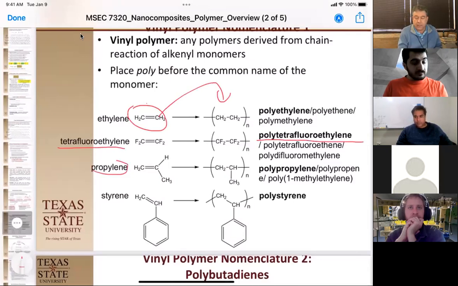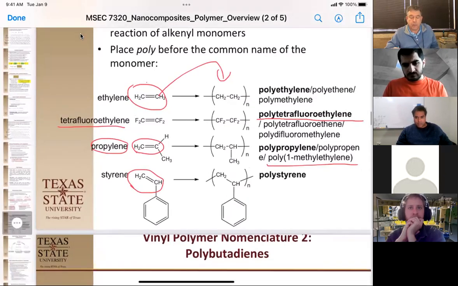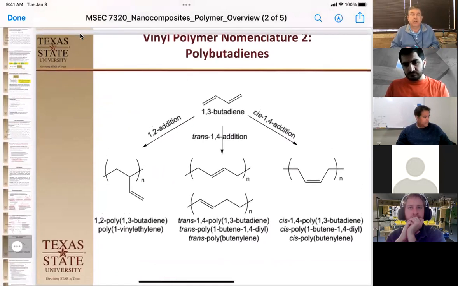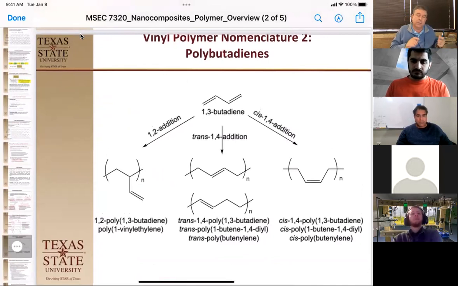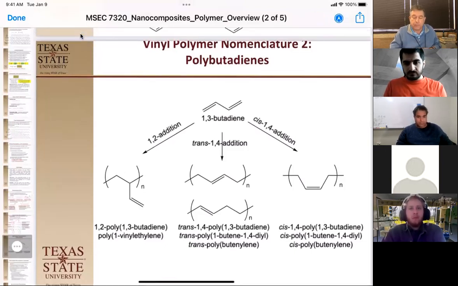Or polypropylene, because we started with propylene, even though technically it should be poly-1-methylethylene. It isn't called that because of the feedstock. And of course, styrene is the same way. It gets even more confusing when we start to get into butadiene. Butadiene is used in a lot of synthetic rubbers, instead of isobutylene, which has a methyl group on it here.